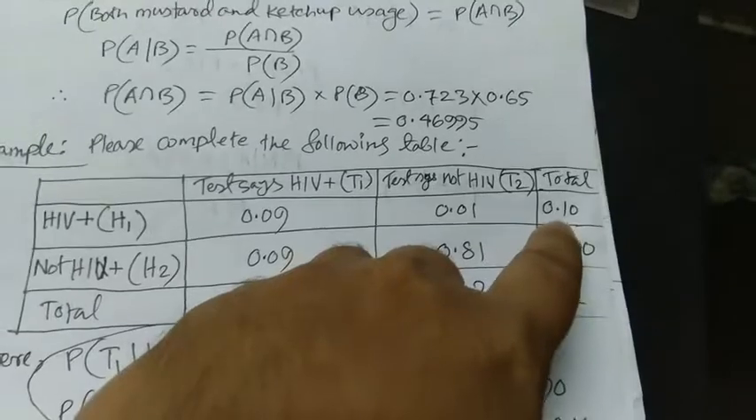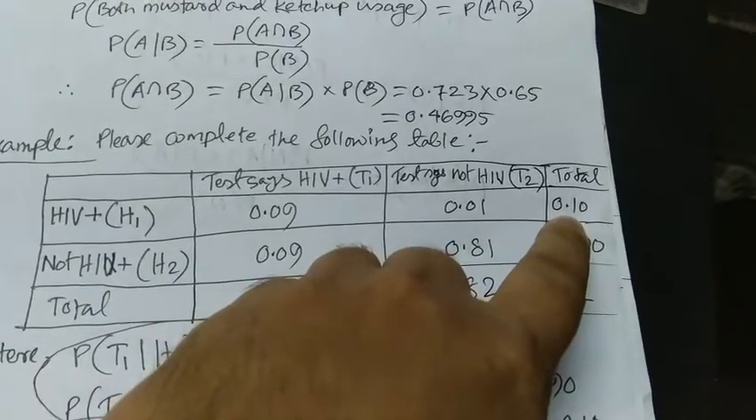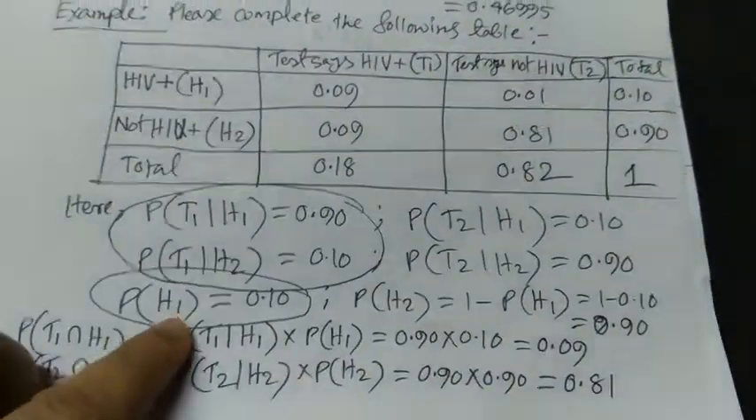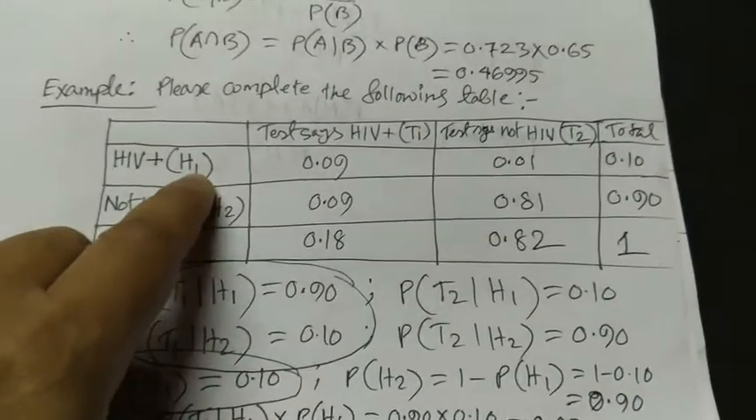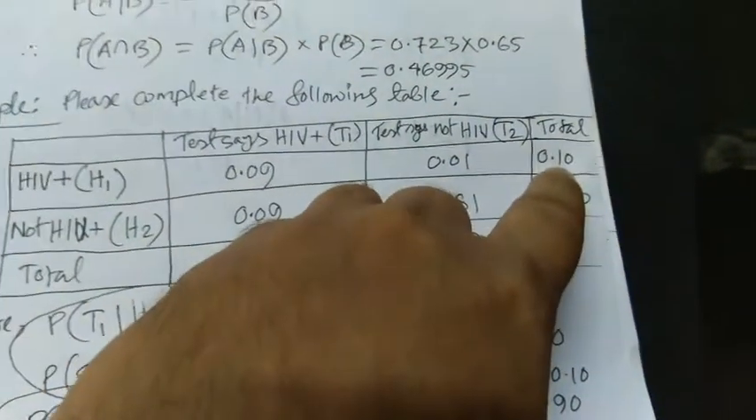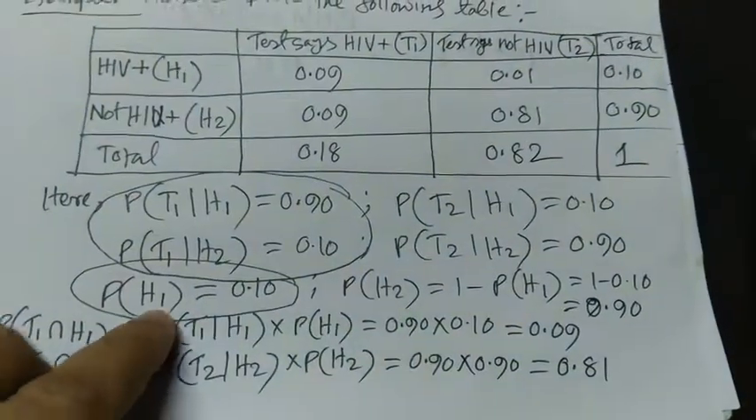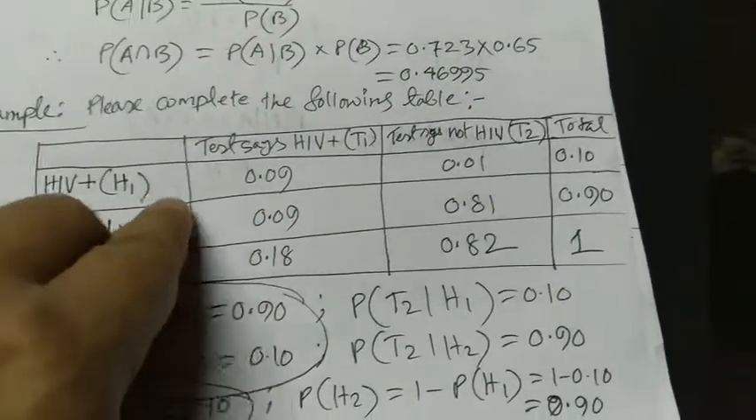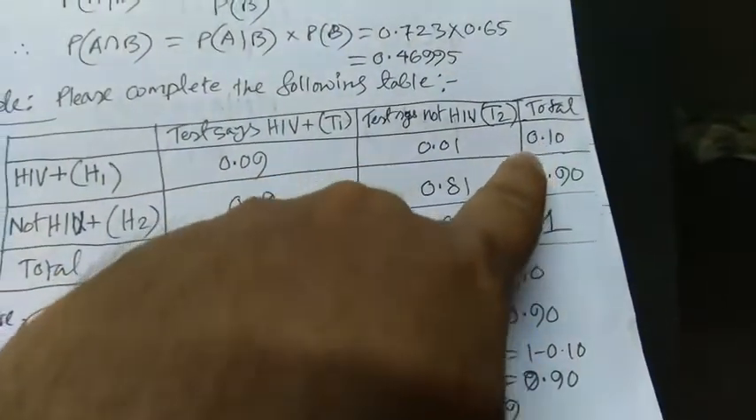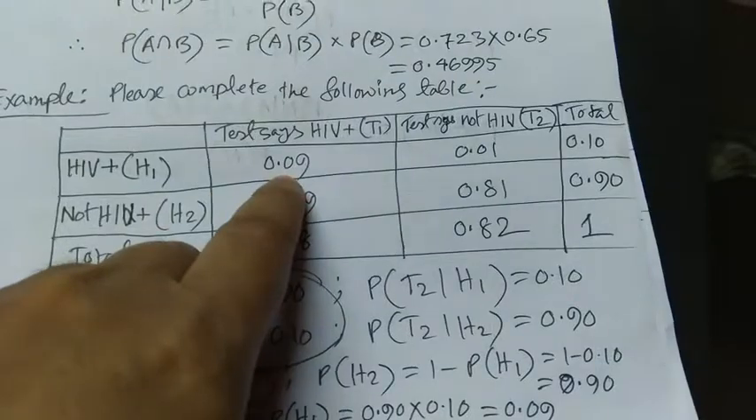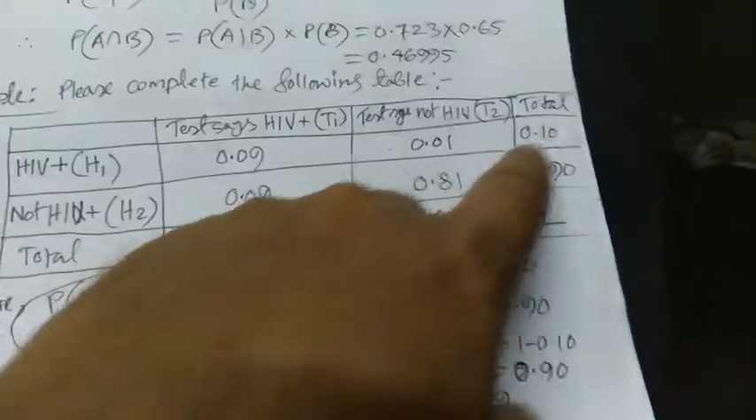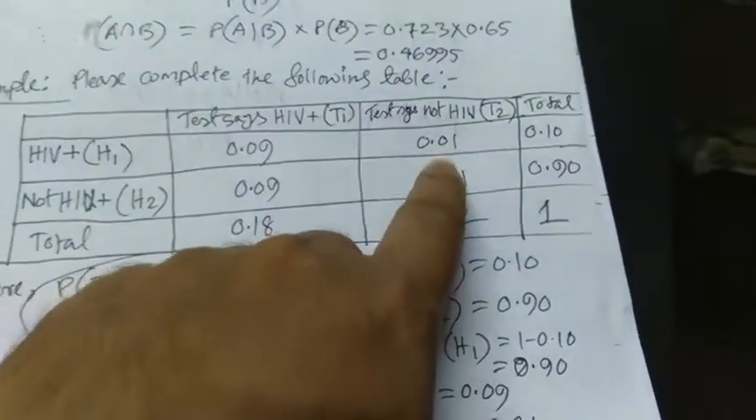So since the total is 0.10 given in the question, probability of H1 is 0.10, that means the total is 0.10, and this one is 0.09, so obviously this one is 0.10 minus 0.09, that is 0.01.